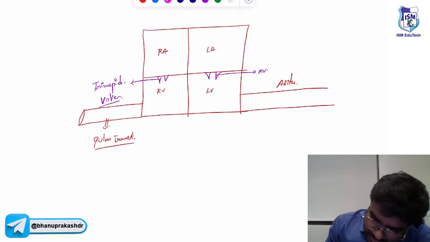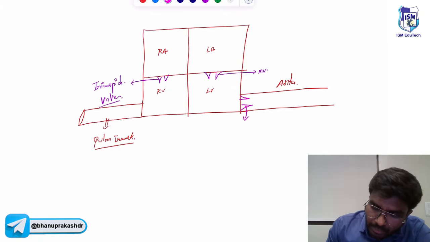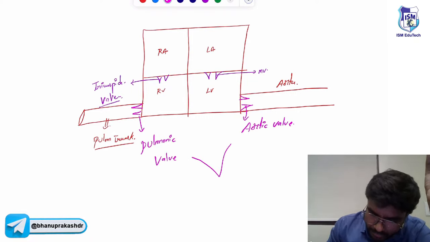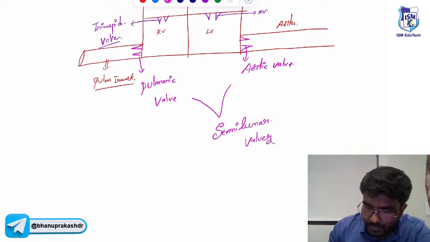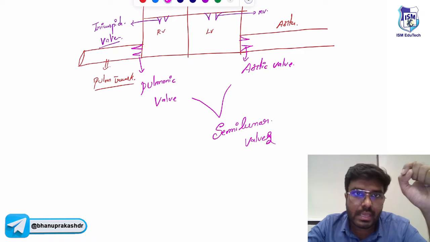Now, what is the valve present over here? This is your aortic valve. And the valve over here is the pulmonic valve. Both the aortic valve and pulmonic valve together are called semilunar valves. Aortic valve and pulmonic valve, they are called what? Semilunar valves.